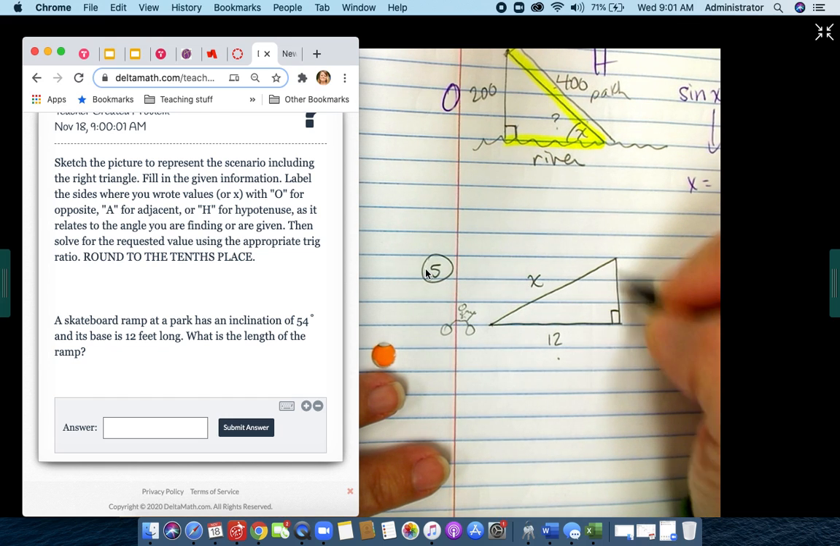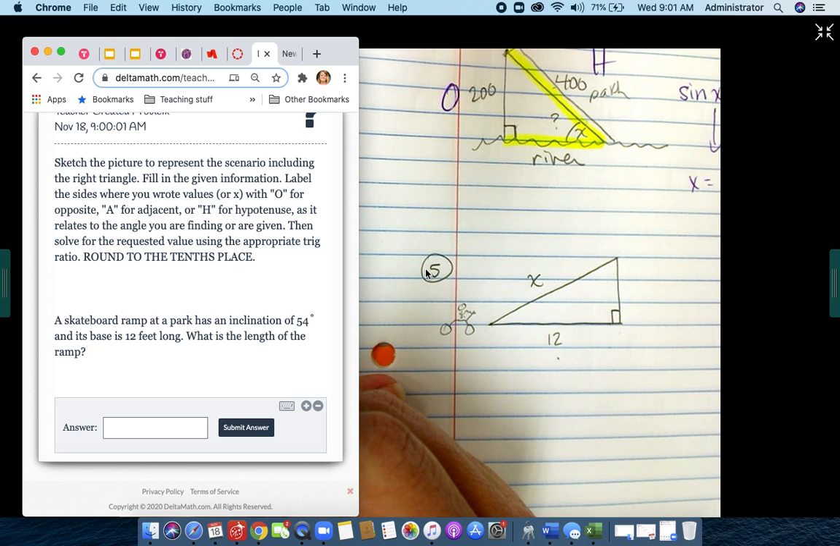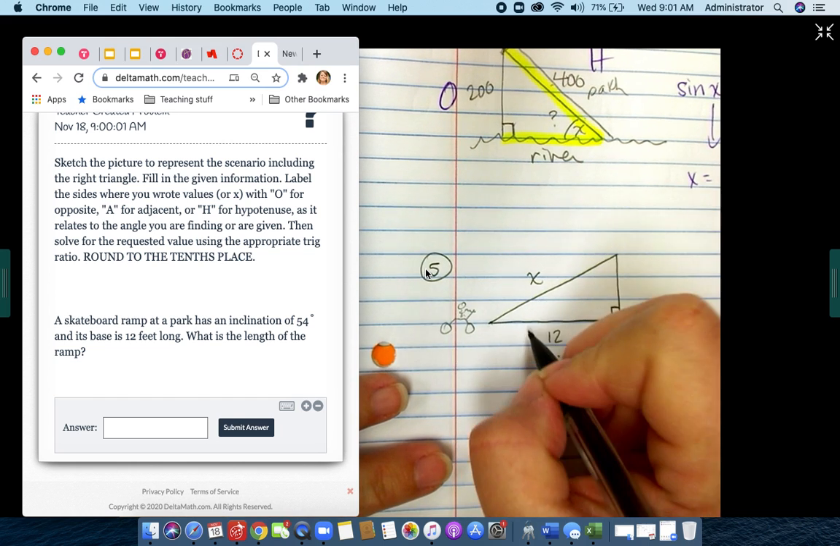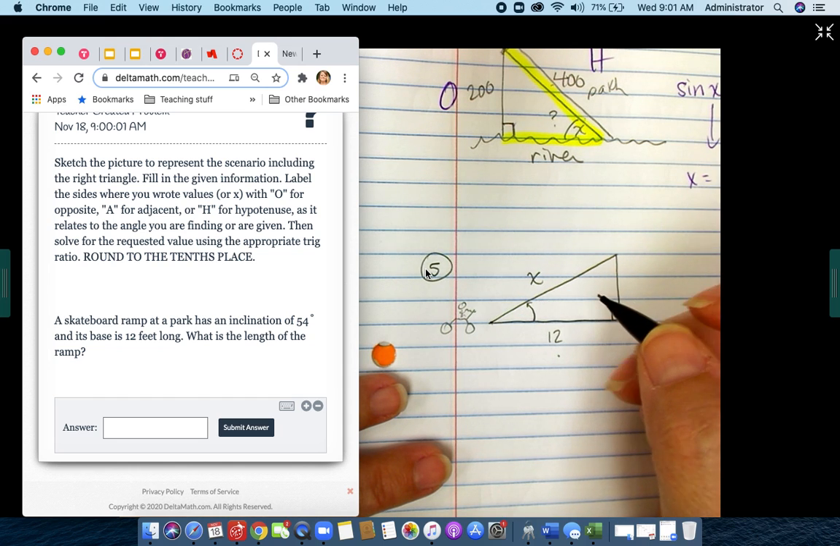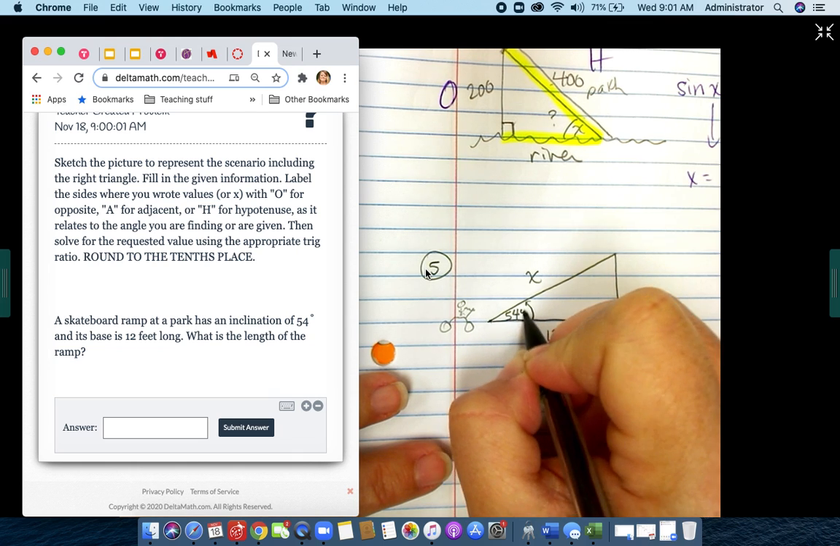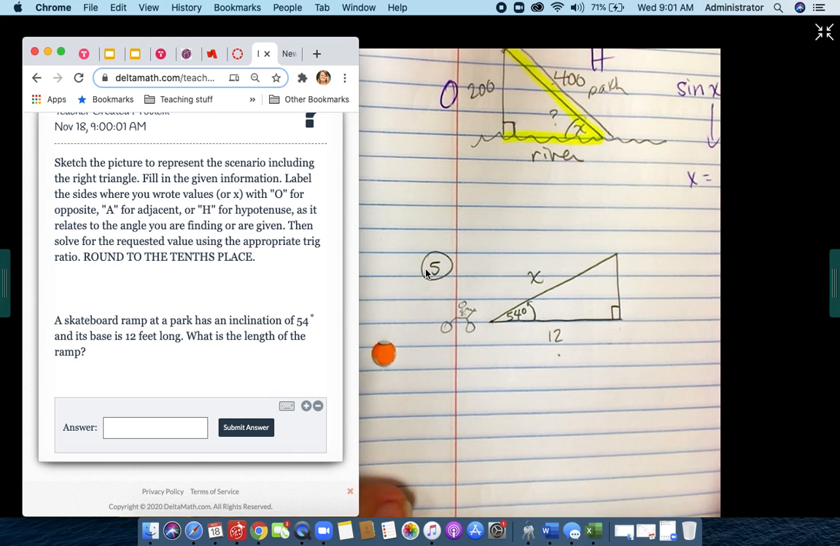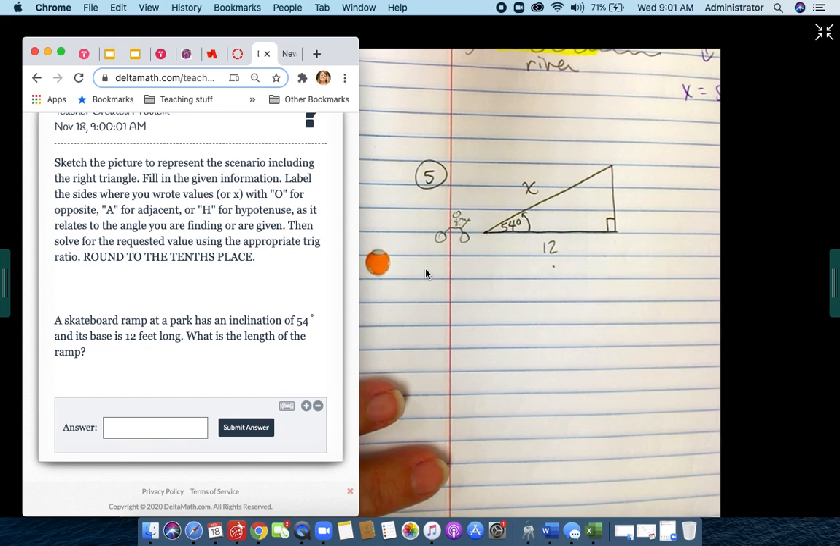I'm going to finish that vertical segment off to create that right angle. What else does it say? The ramp has an inclination. So think about inclined. Incline is increase. So that's our angle of elevation. So down here it's 54 degrees. All right. So your job is to finish solving that problem.